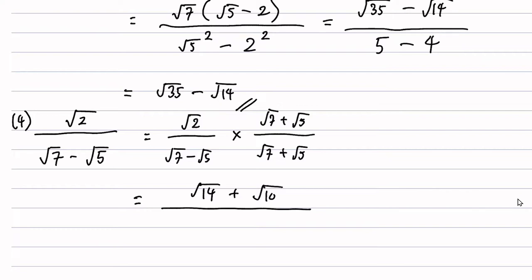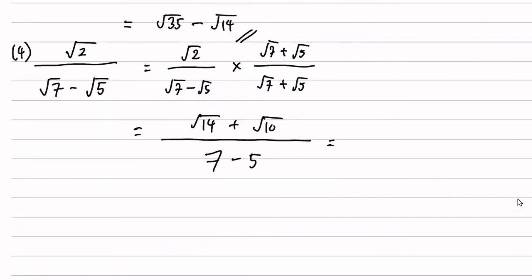Divide by, can you tell me what's the bottom? 7 minus 5. Exactly. So it's divide by 2. Then this one, square root 14 plus square root 10 over 2. You can rewrite it as bring out 2, sort of like this.